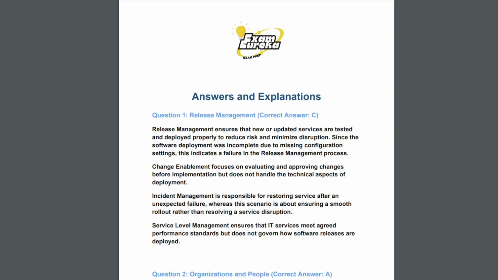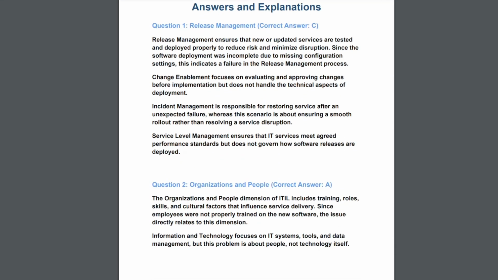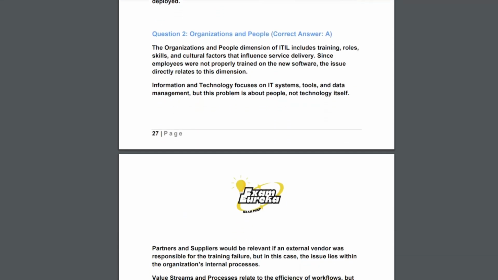And moving on to question 2, let's remind ourselves what the question was. This is which ITIL 4 dimensions of service management is primarily affected when the new employees were not properly trained? And that is, of course, organizations and people. Employees are people. The organizations and people dimension of ITIL includes training, roles, skills, and cultural factors that influence service delivery. Since employees were not properly trained on the new software, the issue directly relates to this dimension.